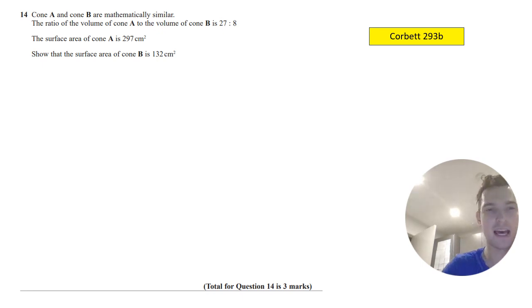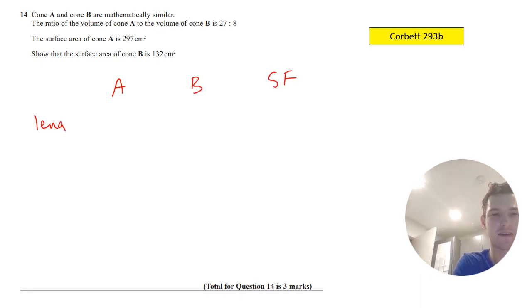Okay, question 14. Cone A and cone B are mathematically similar. The ratio of the volume of cone A to the volume of cone B is 27:8. The surface area of cone A is given. Show that the surface area of cone B is 132. Okay, so again, we did this last year, haven't done it much recently, so we will recap it. What I told you to do last year, and what I'm going to remind you to do this year, is to draw out a table. The table that you need to draw out has your two cones, A and B, your scale factor, and your length, your surface area, and your volume.